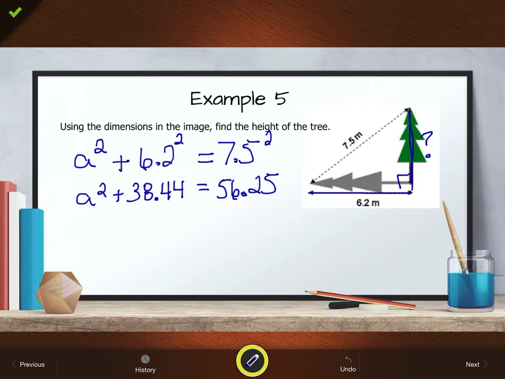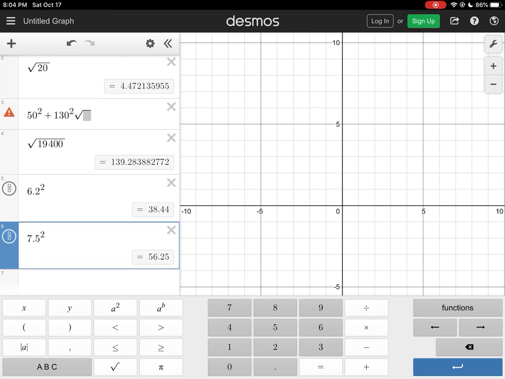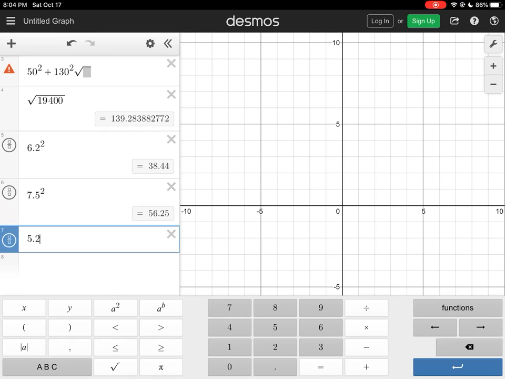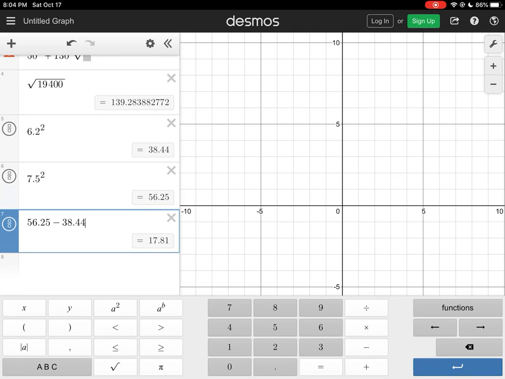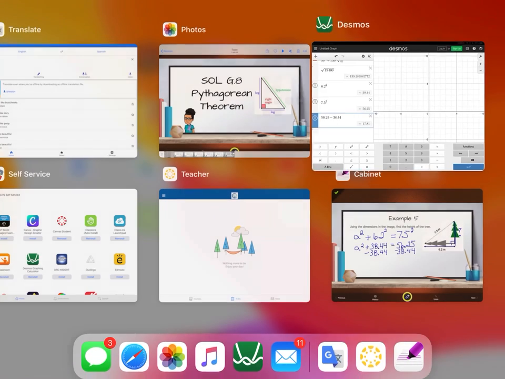56.25. Now, because I'm looking for a leg, there is an extra step of algebra. Okay, I'm not just going to take the square root yet. I got to move the 38.44 by subtracting. Okay, and ew, these are decimals, and y'all do not really like decimals too much. So I can just come back, 56.25 minus 38.44. So that gives me 17.81.